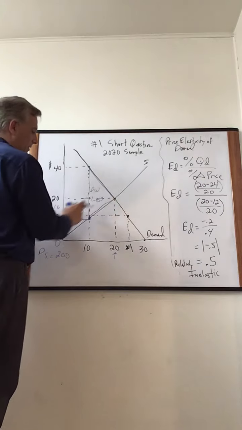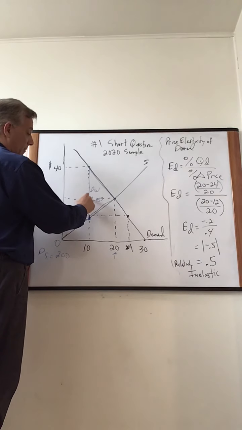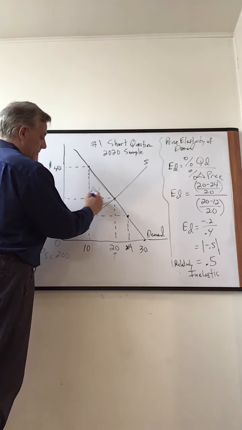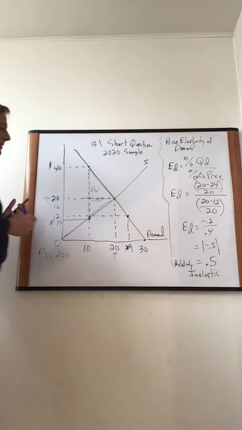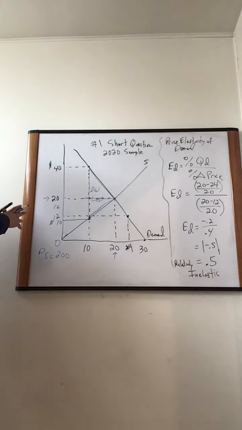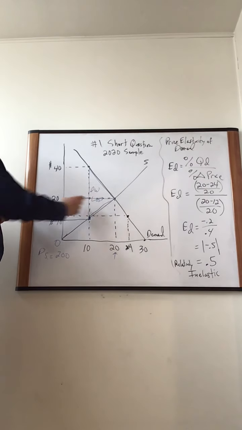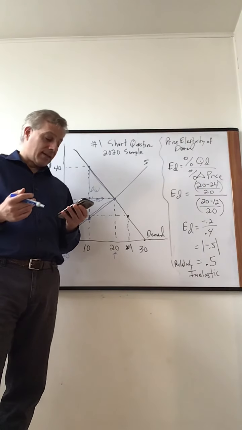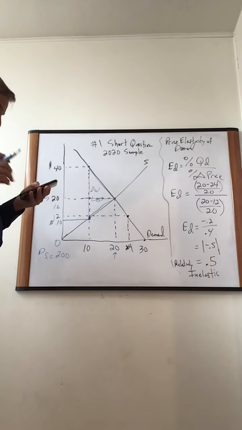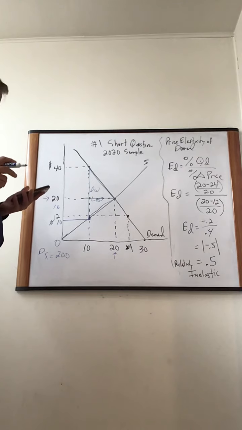So the area of this triangle is, well, from here to here is what? That is 10. So that's going to be the height of the triangle, or altitude. Here is our base, which is 30. So 1/2 times 30 times 10 is 150. Okay, so the dead weight loss would be 150.